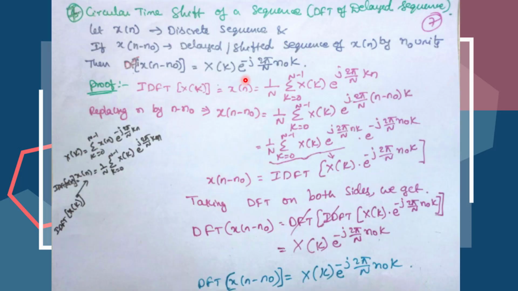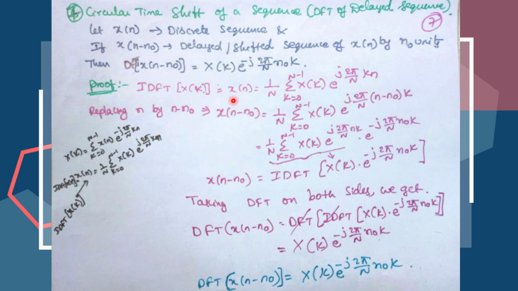Next, coming to the circular time shift of a sequence, or we can say the discrete Fourier transform of a delayed sequence. Let x of n be the discrete sequence, and if x of n minus n naught is the delayed version of x of n by n naught units, then the discrete Fourier transform of x of n minus n naught is x of k e power minus j 2 pi by n naught k. Let us take the left hand side proof.